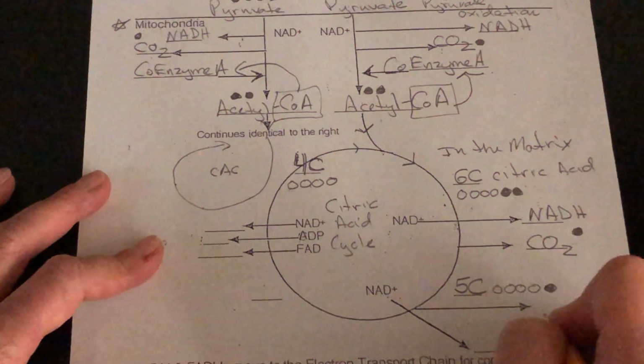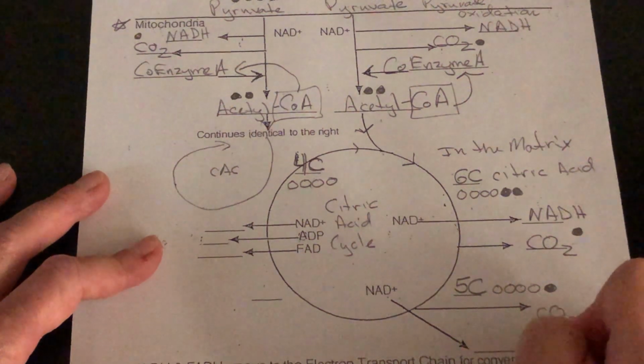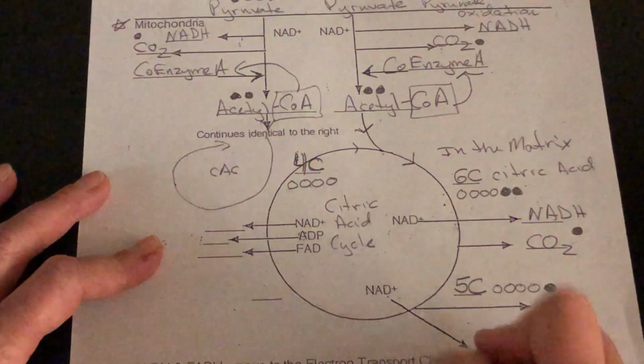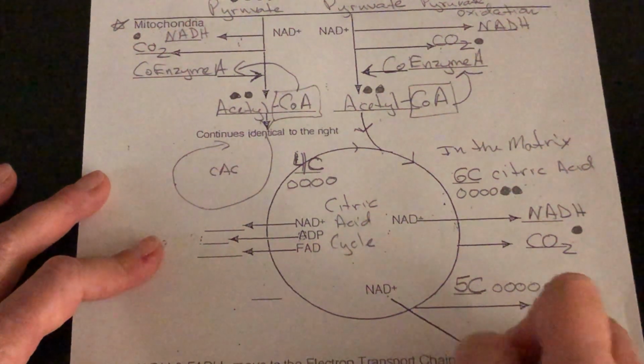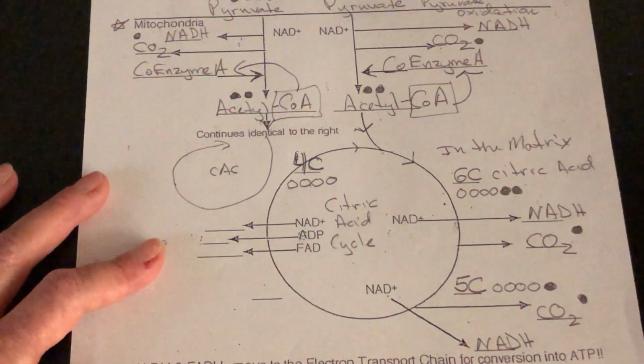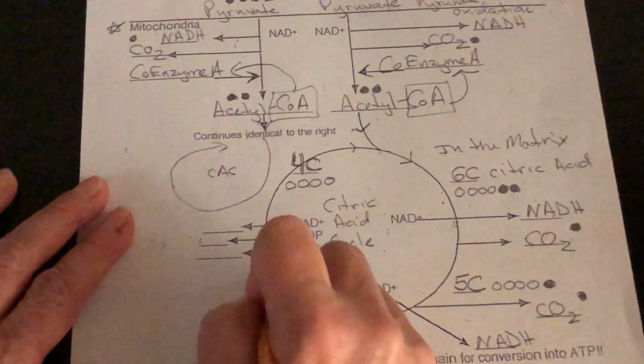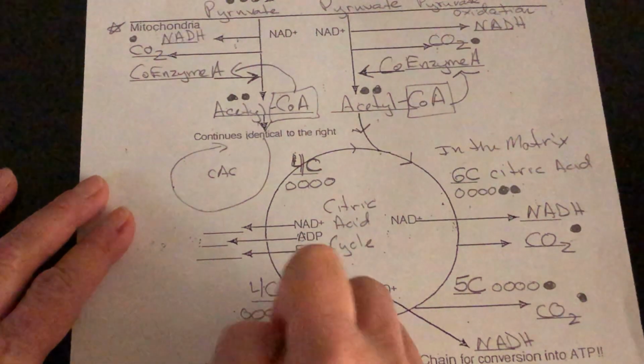Same thing happens on the next turn. We're going to make a CO2 gas, and then we're going to have NADH, and we're going to end up with a 4-carbon again. Okay, 1, 2, 3, 4.